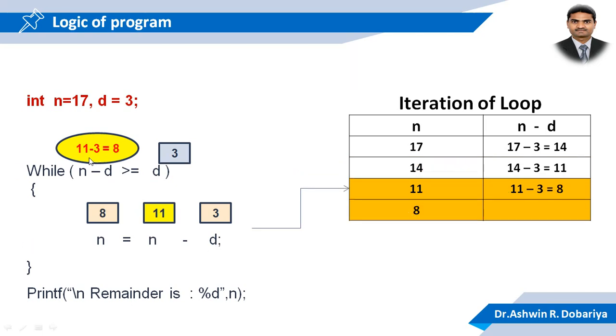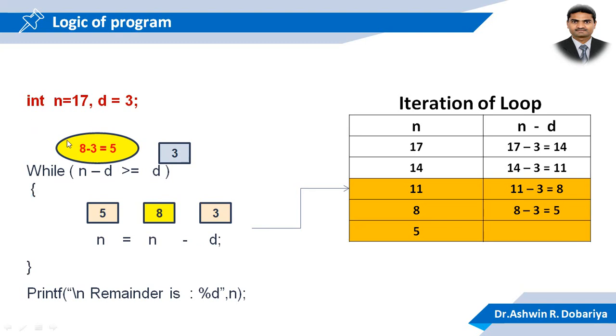Third time the loop is executed, then 11 minus, now n is 11. So 11 minus 3 becomes 8. 8 is again greater than 3. So again n minus d, so it becomes 8. So now the latest value of n is 8.